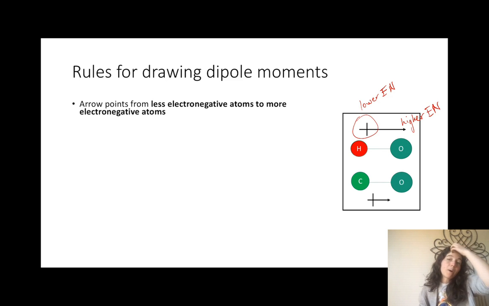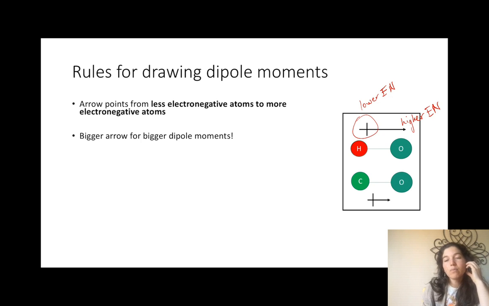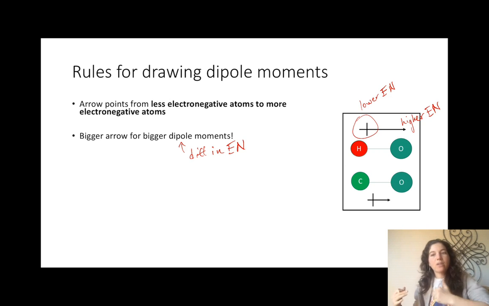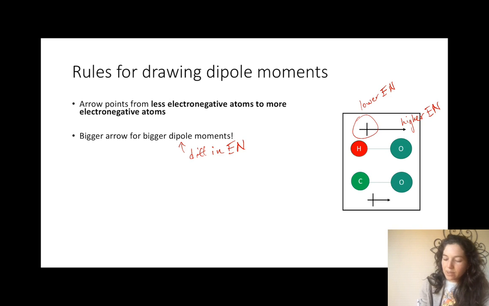Sometimes you may need a Pauling scale to figure this out. So it's okay if you need to use a Pauling scale to figure out the direction of your arrows. If you have a bigger dipole moment, a bigger difference in EN, that means that your arrow is bigger. It's showing that the magnitude is more. So carbon and oxygen have a smaller difference here, so their arrow is smaller. Oxygen and hydrogen have a much bigger difference, so the dipole moment arrow there is much bigger.